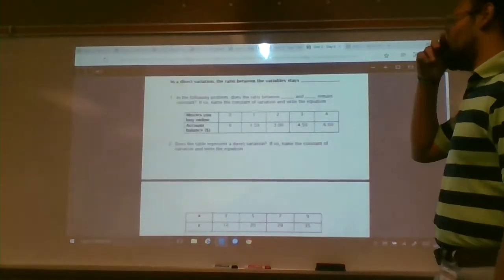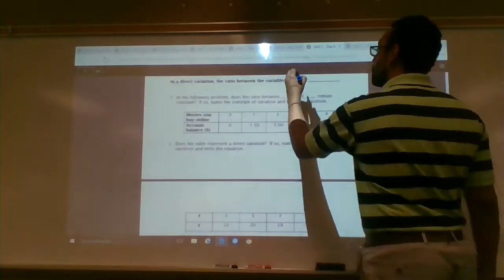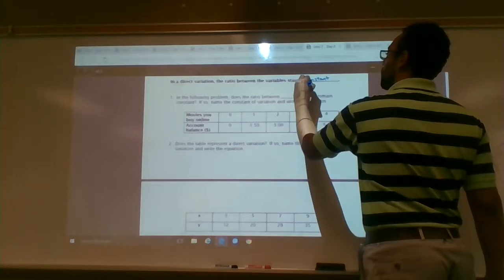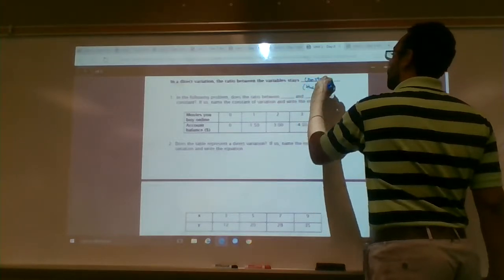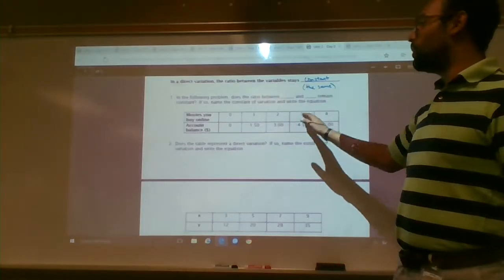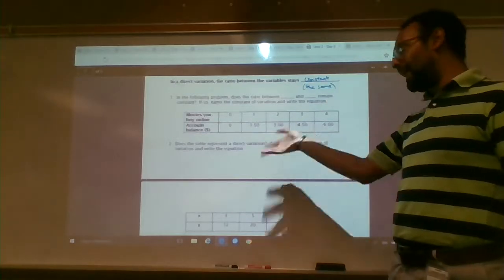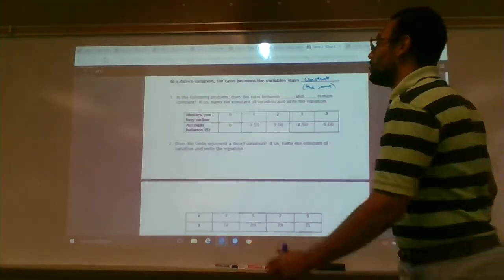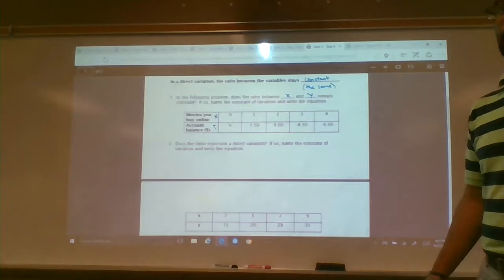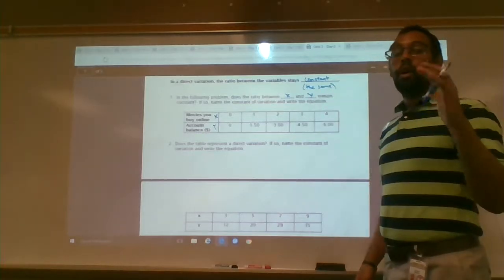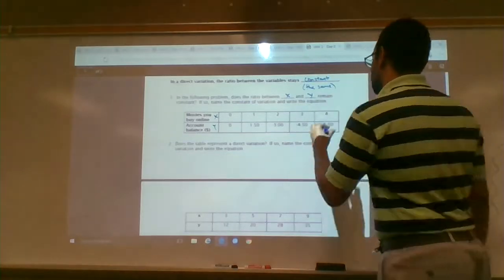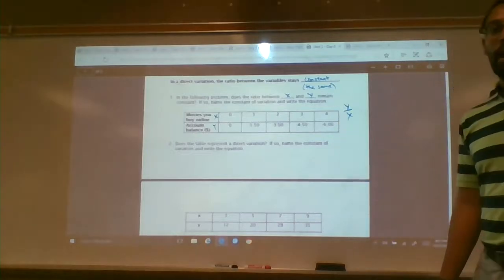Okay, so in direct variation, the ratio between the variables stays constant, or the same. Okay, so let's look at a couple examples. In the following problem, does the ratio between, and I don't want to write movies you buy online and account balance over and over again, so I'm just going to label these x and y. So does the ratio between x and y remain constant? Let's see. And remember, ratio, we're doing change in y over change in x, or rise over run, or y over x. So the ratio we are looking at is y over x.